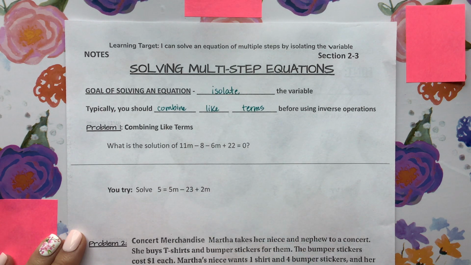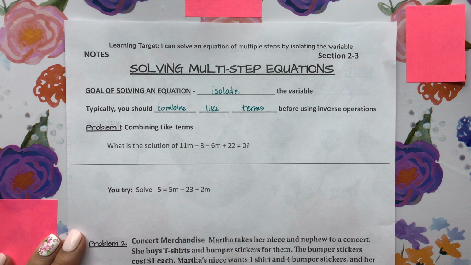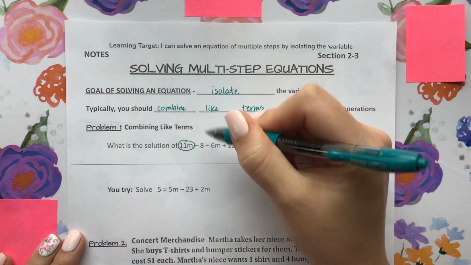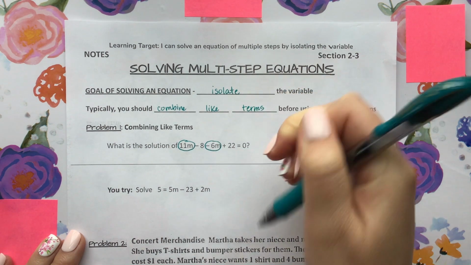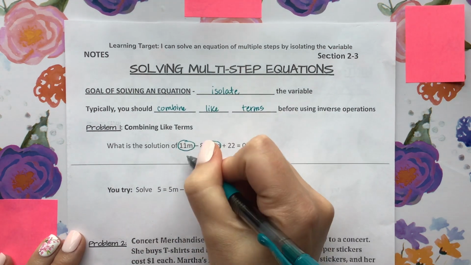So here in our first example, it says combining like terms. What is the solution to 11m minus 8 minus 6m plus 22 equals 0? Well, the first thing I'm going to do is look at my like terms. So I have 11m and negative 6m. Remember, you're looking at the sign in front of the term and then read what you have. So 11m minus 6m. That gets me 5m.